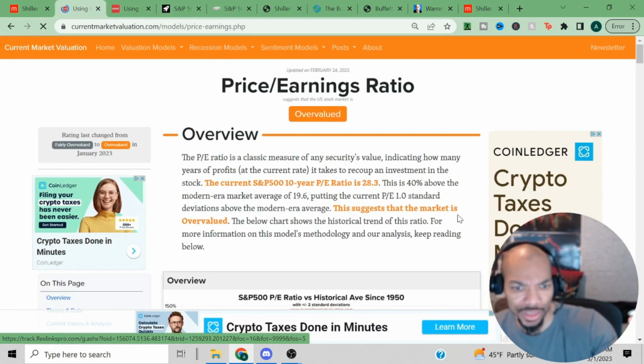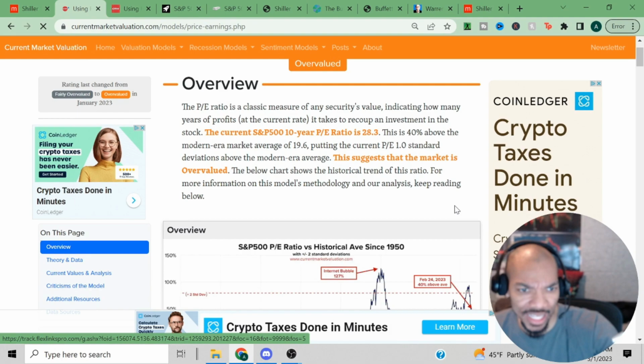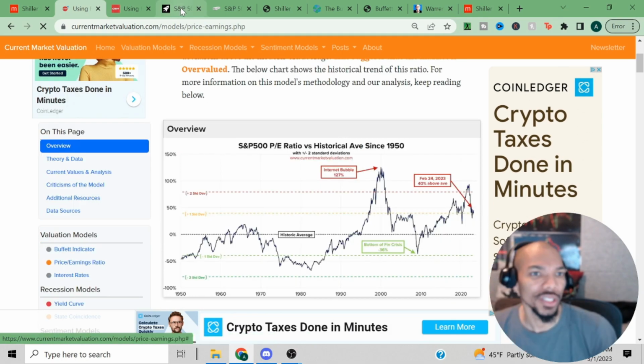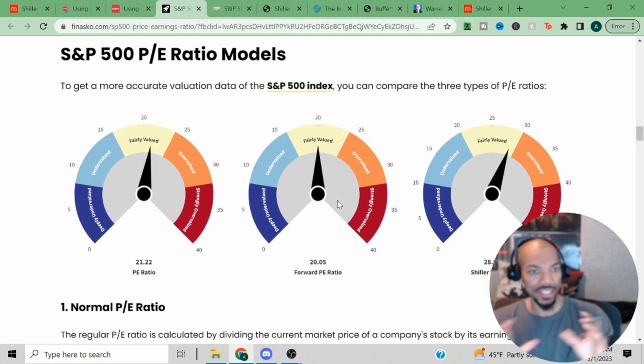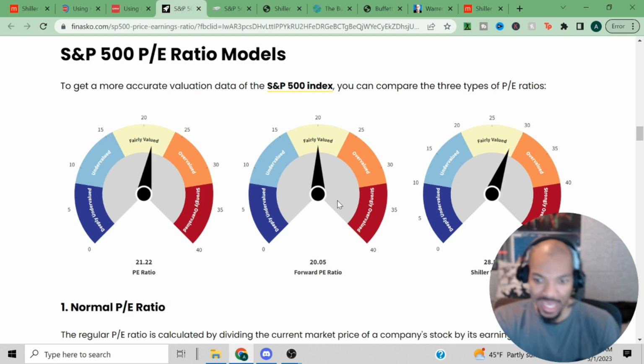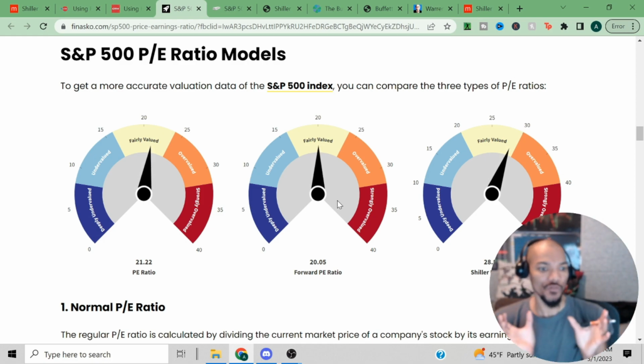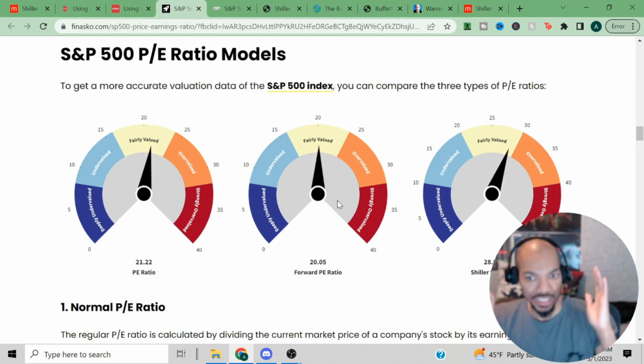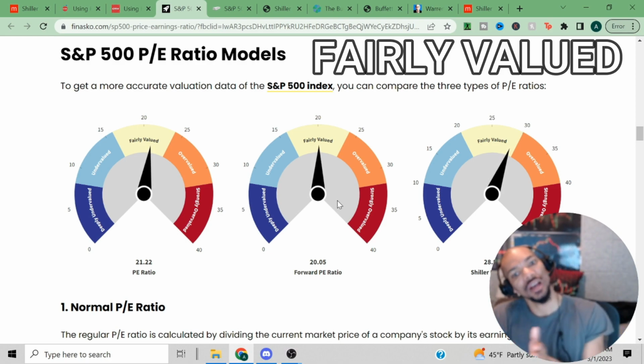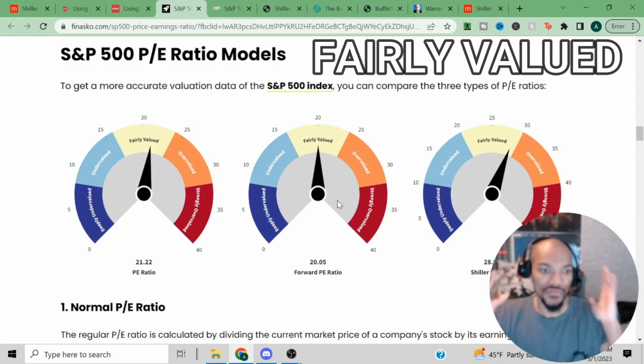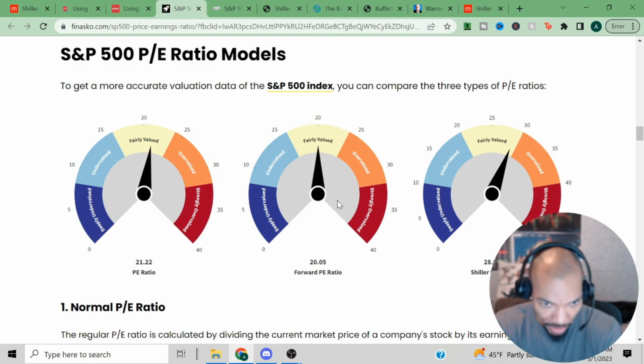So PE one, this one has slightly overvalued. But when I'm looking at it, to me, a better indication is looking at the PE, the forward PE, and the Shiller PE all together. And the data is telling me all together, based off of the modern numbers, that it's still within the fairly valued range. And I like the way they broke it down and assessed it. So for the PE ratio, I'm going with fairly valued, even though it's closer to the higher side. But I'm going with fair value because I'm looking at all three of them together.